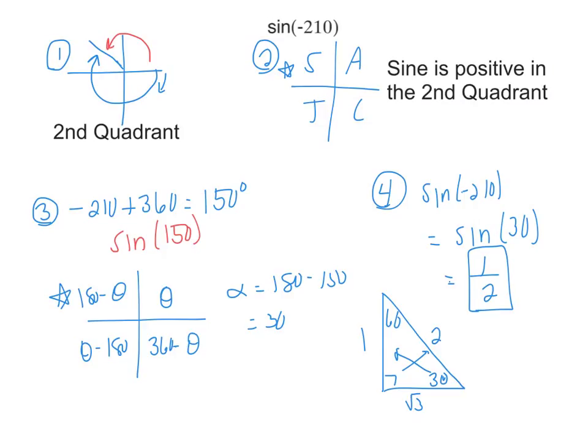So pretty much these are the steps that you're going to want to follow anytime you're trying to find the exact value using reference angles. This is a very important concept, so you do want to make sure that you understand it. It's pulling in everything that you've done so far in sections 5.1 and 5.2.